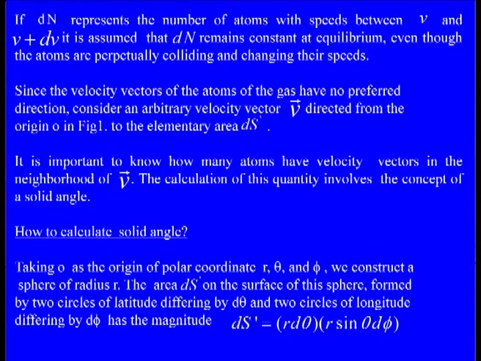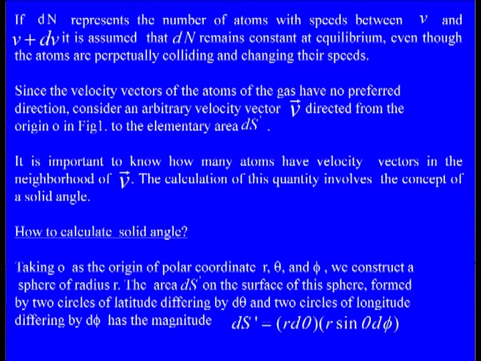Now, on the basis of these assumptions, we will try to calculate the pressure from the kinetic theory of gases. Suppose dn is the number of atoms having speed between v and v plus dv. It is assumed that dn remains constant at equilibrium, even though the atoms are perpetually colliding and changing their speed. Since the velocity vectors of the atoms of the gas have no preferred directions, as I have already mentioned in one of the assumptions, no directions are preferred.